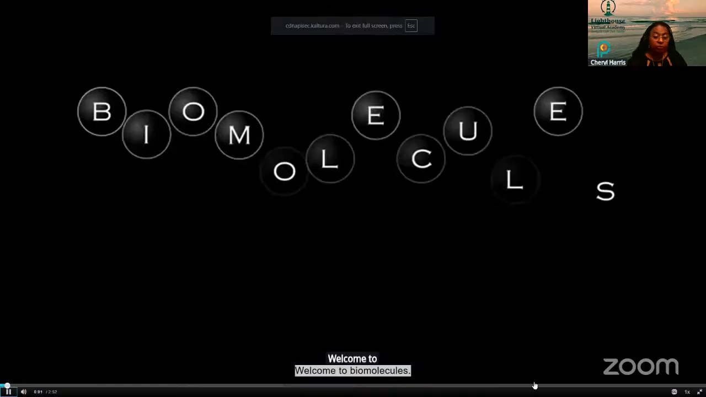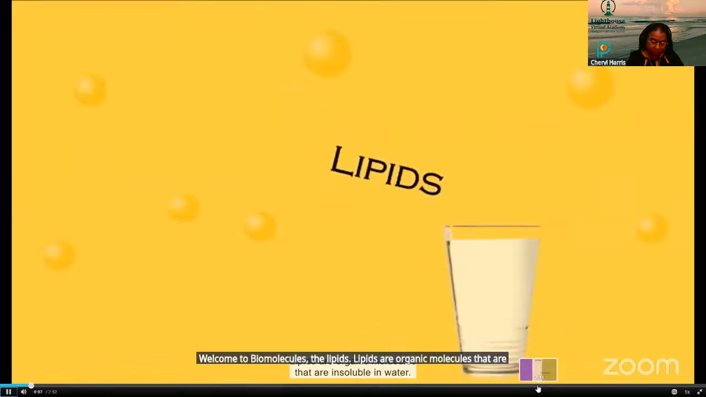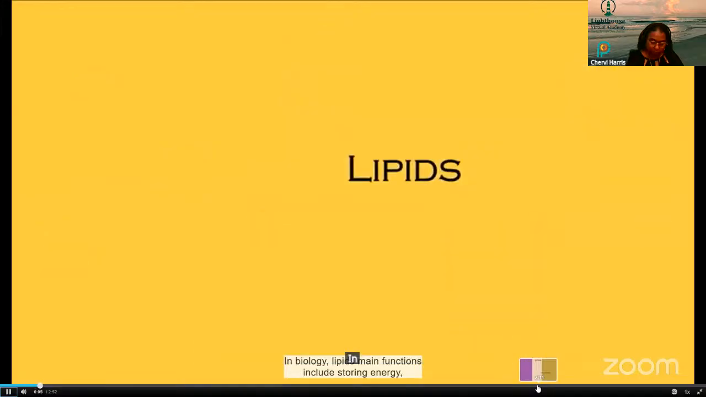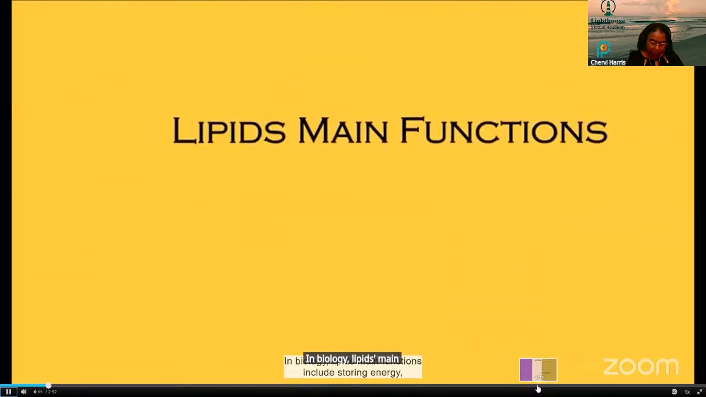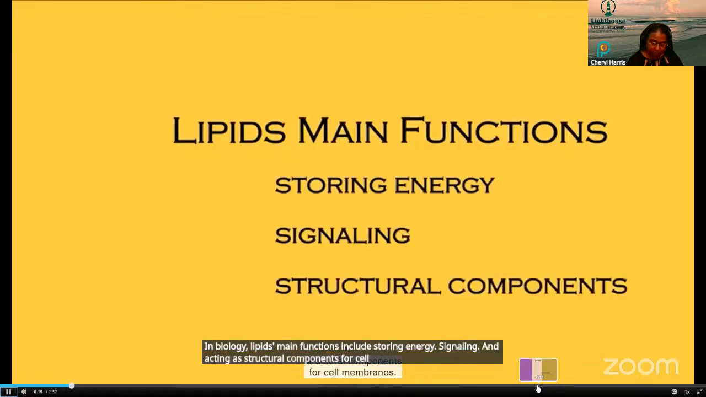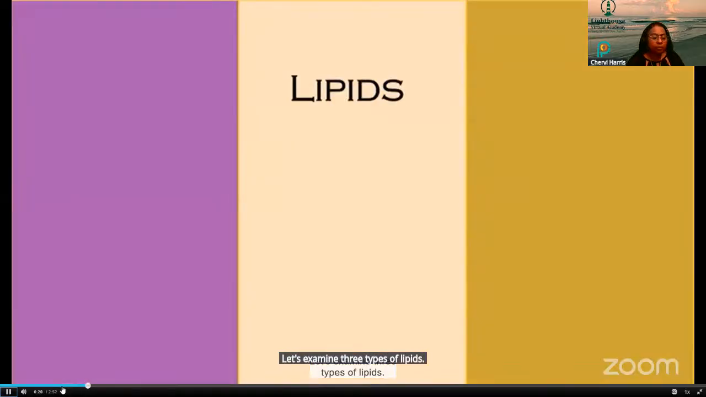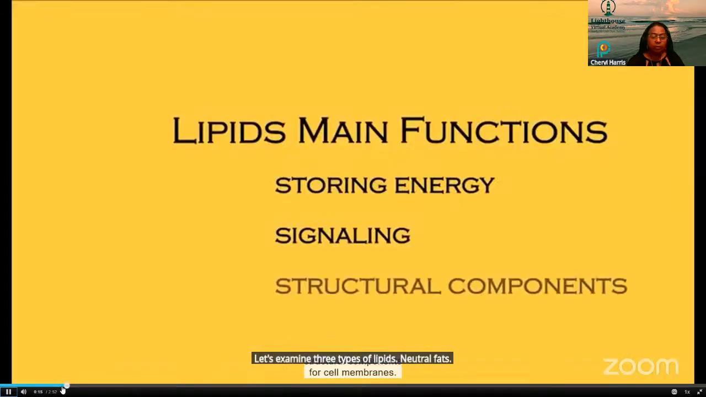Welcome to biomolecules, the lipids. Lipids are organic molecules that are insoluble in water. In biology, lipids' main functions include storing energy, signaling, and acting as structural components for cell membranes. Let's examine 3 types of lipids. Neutral fats, acting as structural components for cell membranes.